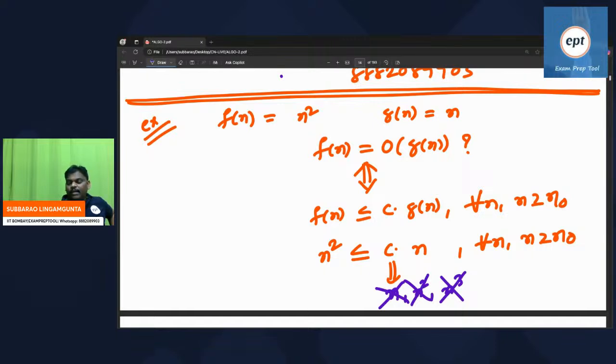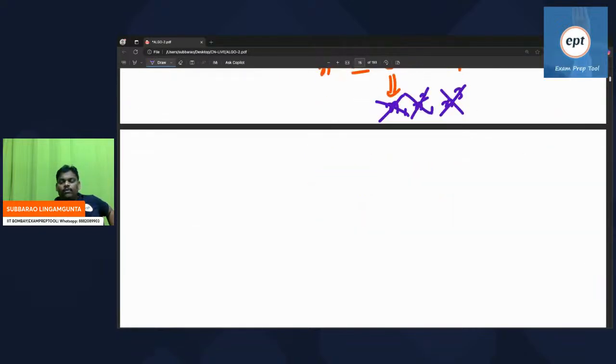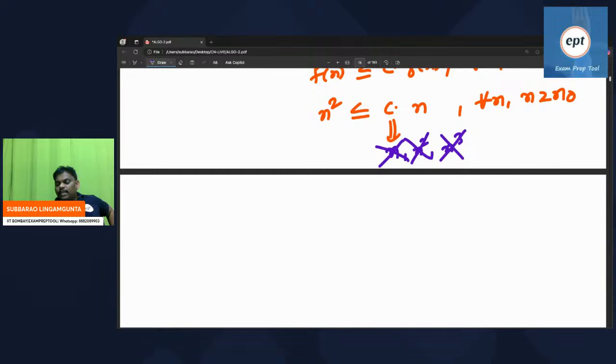Some people are saying, sir, can't I take the C value as n? If C is n, then it is a function. It is not a constant. You take whatever you want in the C place, you cannot prove the right side bigger, because the limitation is that only a constant is allowed.